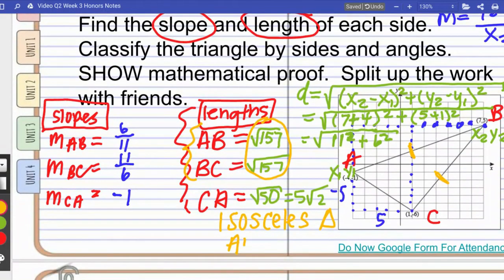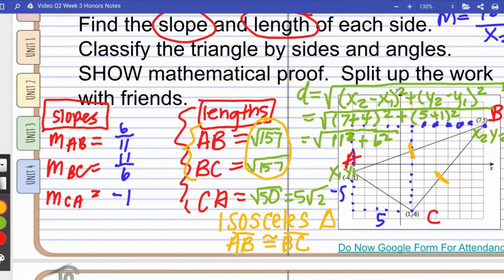Because line segment AB is congruent to line segment BC. Over here with slopes, though, the only thing we can tell from the slope is either if lines are parallel or lines are perpendicular. Well, obviously in a triangle, we're not going to have parallel lines. So that leaves perpendicular, meaning is this a right triangle or not? If this triangle is a right triangle, it's going to have opposite reciprocal slopes.